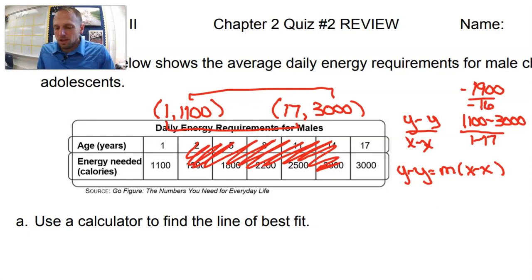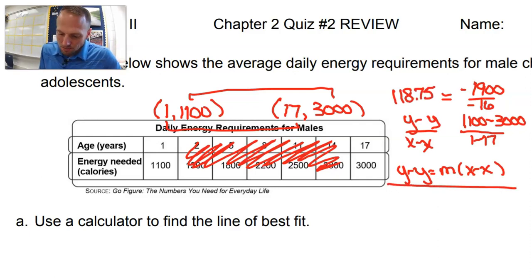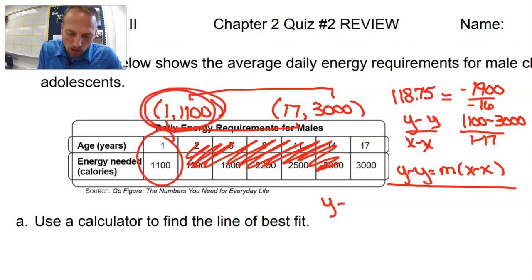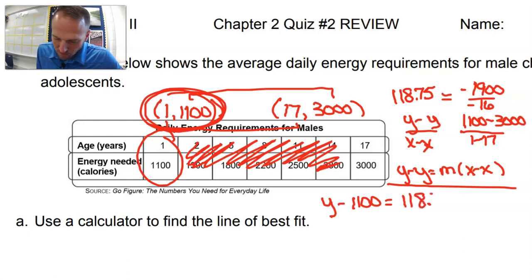It might give it to you as a fraction. I want to change it to a decimal this time for these scatter plots. And this is going to be 118.75. So let's come down here and put it in. Y minus, now I'm going to choose the first point, the first x, y. So I'm going to have y minus 1,100 equals my slope, which was 118.75 times x minus 1.